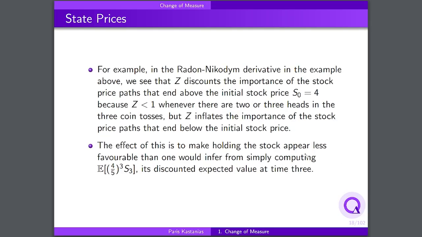For example, in the Radon-Nikodym derivative example above, we see that Z discounts the importance of stock price paths that end above the initial stock price S0 equals 4, because Z is less than 1 whenever there are 2 or 3 heads in 3 coin tosses, but Z inflates the importance of the stock price paths that end below the initial stock price. The effect of this is to make holding the stock appear less favorable than one would infer from simply computing this value here, the discounted expected value at time 0.